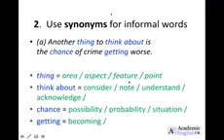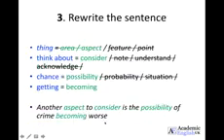So through that I come up with a list. I could use thing, area, aspect, feature, point, or think about. I could change to consider, note, understand, acknowledge, chance, possibility, probability, situation, and getting. The most common similar word to this is becoming. I then choose which word I would like to use, or which is the most appropriate. So here I'm choosing aspect, consider, possibility, becoming, and then I rewrite the sentence. So another aspect to consider is the possibility of crime becoming worse.